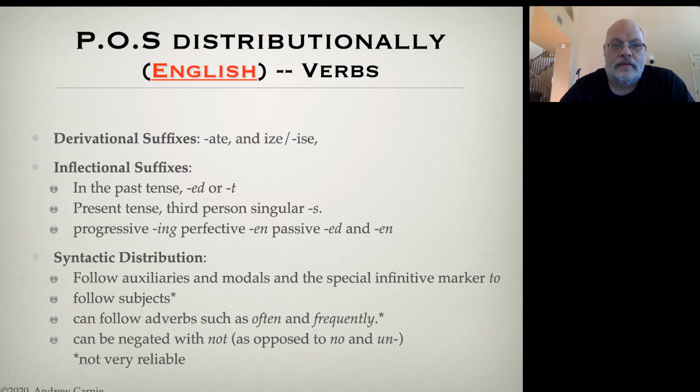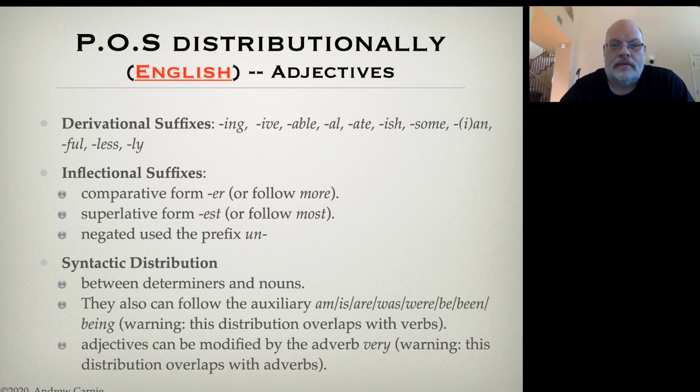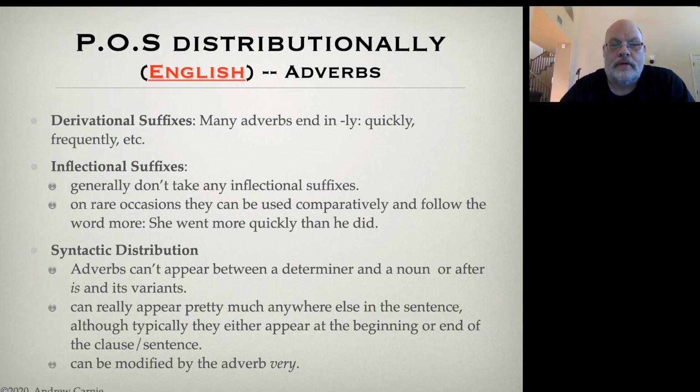So here are some of the criteria we can use for verbs. I won't go through these in too much detail. Similarly, here are some criteria that we can use for adjectives. And here are some criteria that we can use for adverbs. Again, don't memorize these. Don't try and learn them. But understand how they function and how they allow us to identify something as a part of speech when not relying upon the meaning of the word.